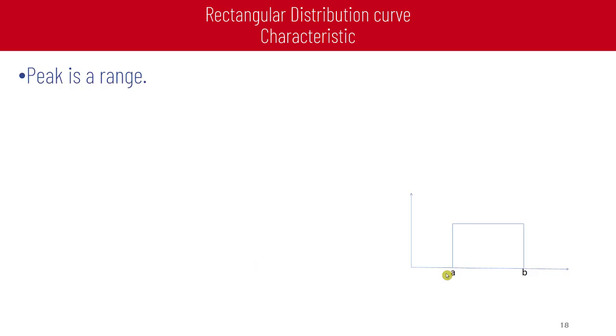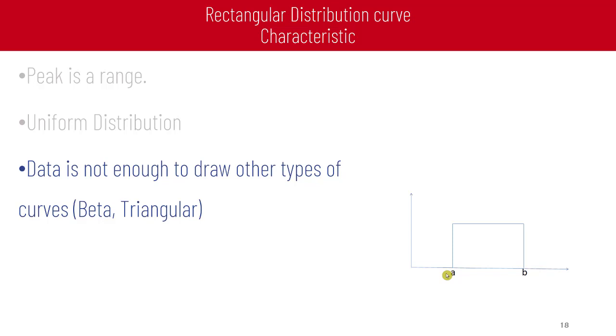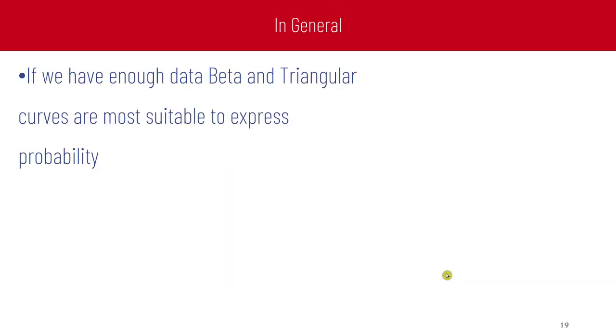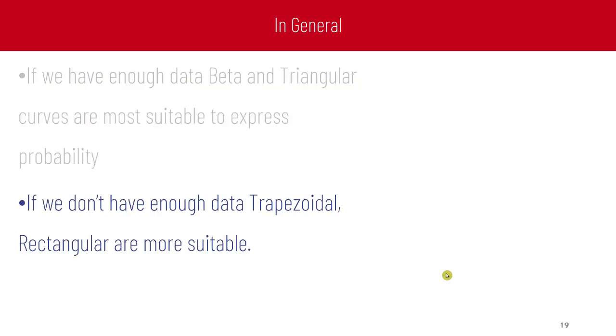Characteristics of the rectangular distribution curve include the peak being a range, and the range is AB for the peak point. Uniform distribution means A and B are equal. If data is not enough to draw other types of curve, beta or triangular, we can draw rectangular instead. In general, if we have enough data, beta and triangular curves are most suitable to express probability. But in case we don't have enough data, trapezoidal and rectangular are more suitable. It can only be drawn by 2 points.